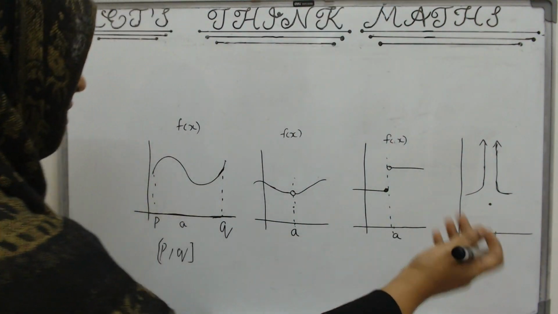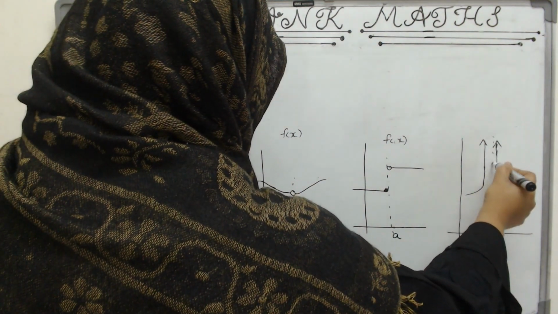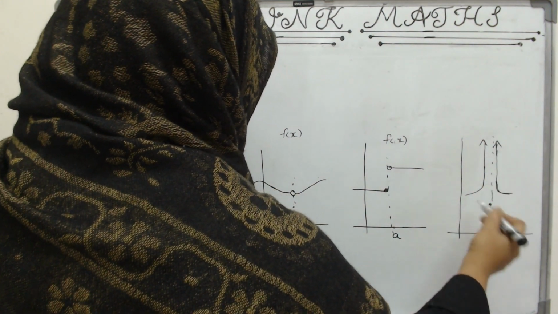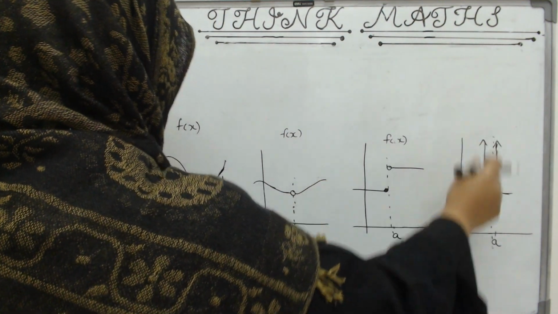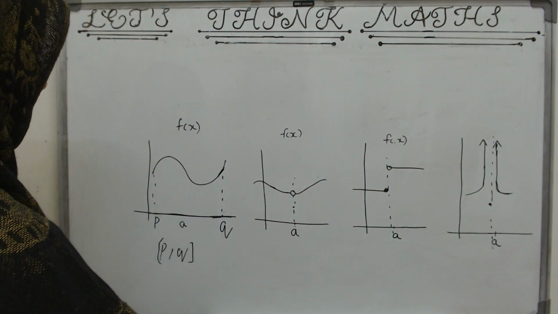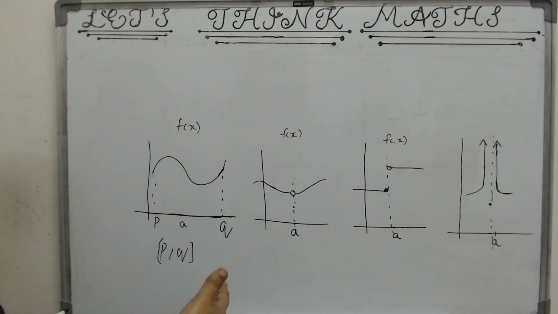Now if you look at the third picture, at A, you will see that both the left side and the right side are tending towards infinity. So we call this the infinite discontinuity. We will discuss these discontinuities at a later period. Let us not meander off from our main topic, which is continuous functions.